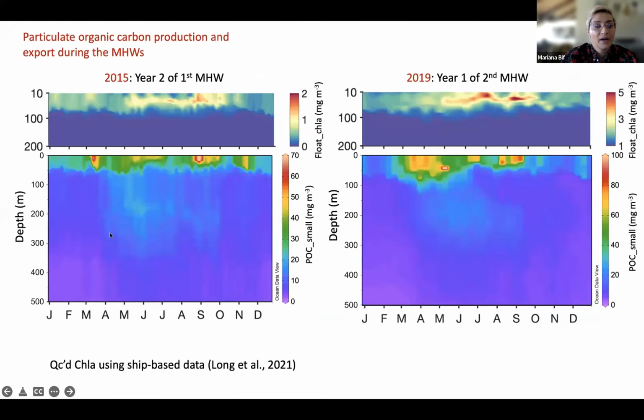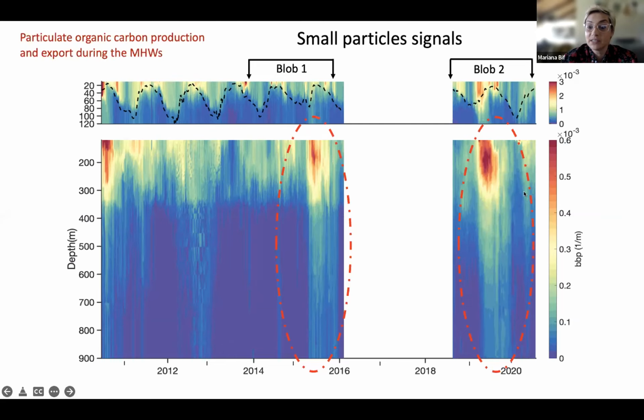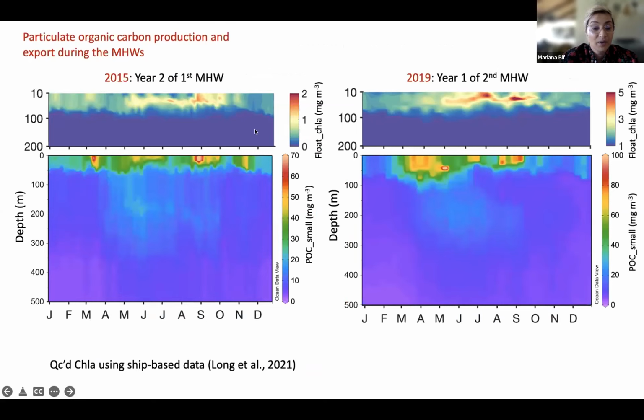When we zoom in on those years where the POC export was super high, we can start seeing the structures. So this is surface chlorophyll. The surface chlorophyll also had to be QC'd. This chlorophyll was QC'd using ship-based data, but it can also be QC'd using satellite data if we don't have ship data available. And you can see that chlorophyll is not always a direct proxy for biomass.